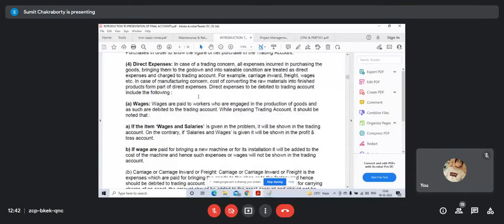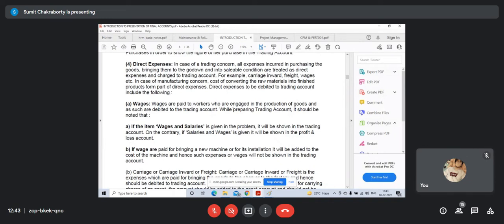Direct expenses. In case of a trading concern, all expenses incurred in purchasing the goods, bringing them to the godown and to sellable condition are treated as direct expenses and charged to trading account. For example, carriage inward, freight, wages, etc. In case of a manufacturing concern, the cost of converting the raw material into finished products forms part of the direct expenses. Direct expenses to be debited to trading account include the following: the wages.